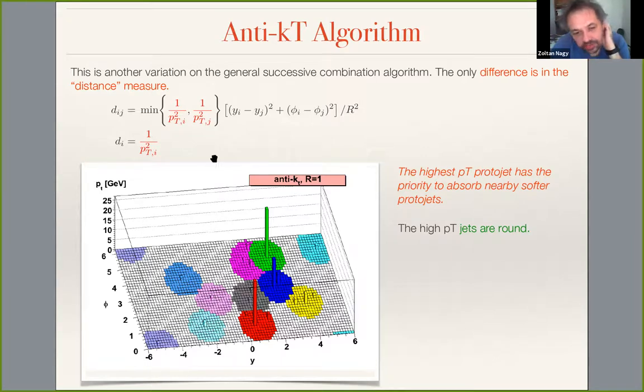The reason is that in the anti-KT algorithm, the highest PT protojet has the priority to absorb the nearby soft protojets, and it's interesting that this gives a nice regular, circular structure. Okay, so basically these are the algorithms mostly used at the LHC, and in LHC analysis, I think anti-KT is really preferred because it has some goodies with respect to the hadronization model and underlying events.